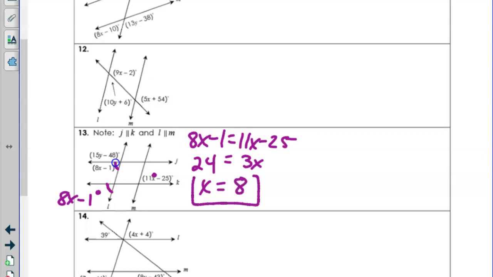Alright, so we solved for x. Almost every time you're going to use that one to then plug in and solve for the y. So where do I plug in the 8? 8 times 8 minus 1. And really we get the same thing, but I'm going to try to avoid working my way around the figure again. So it's 8 times 8 minus 1. Very good. So both of those angles are equal to 63 degrees.